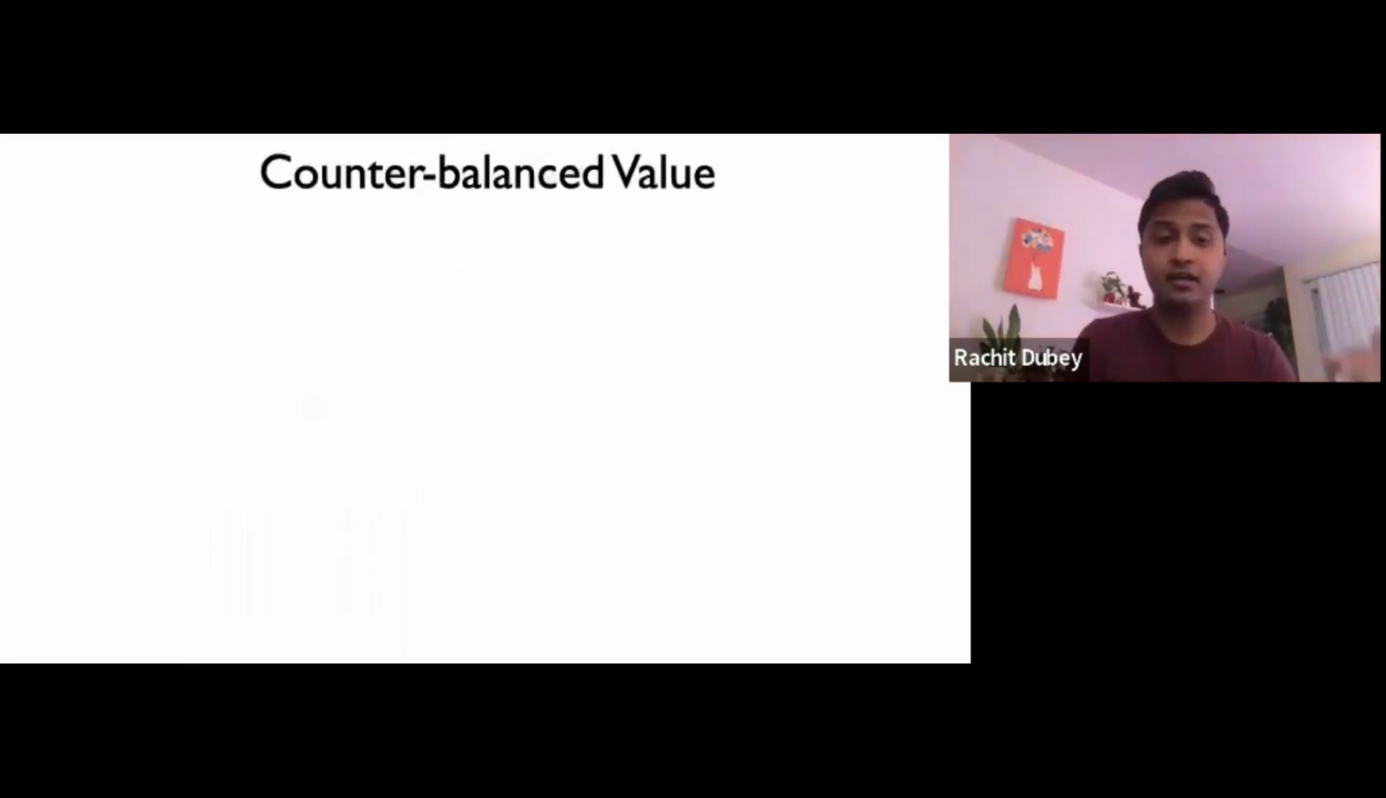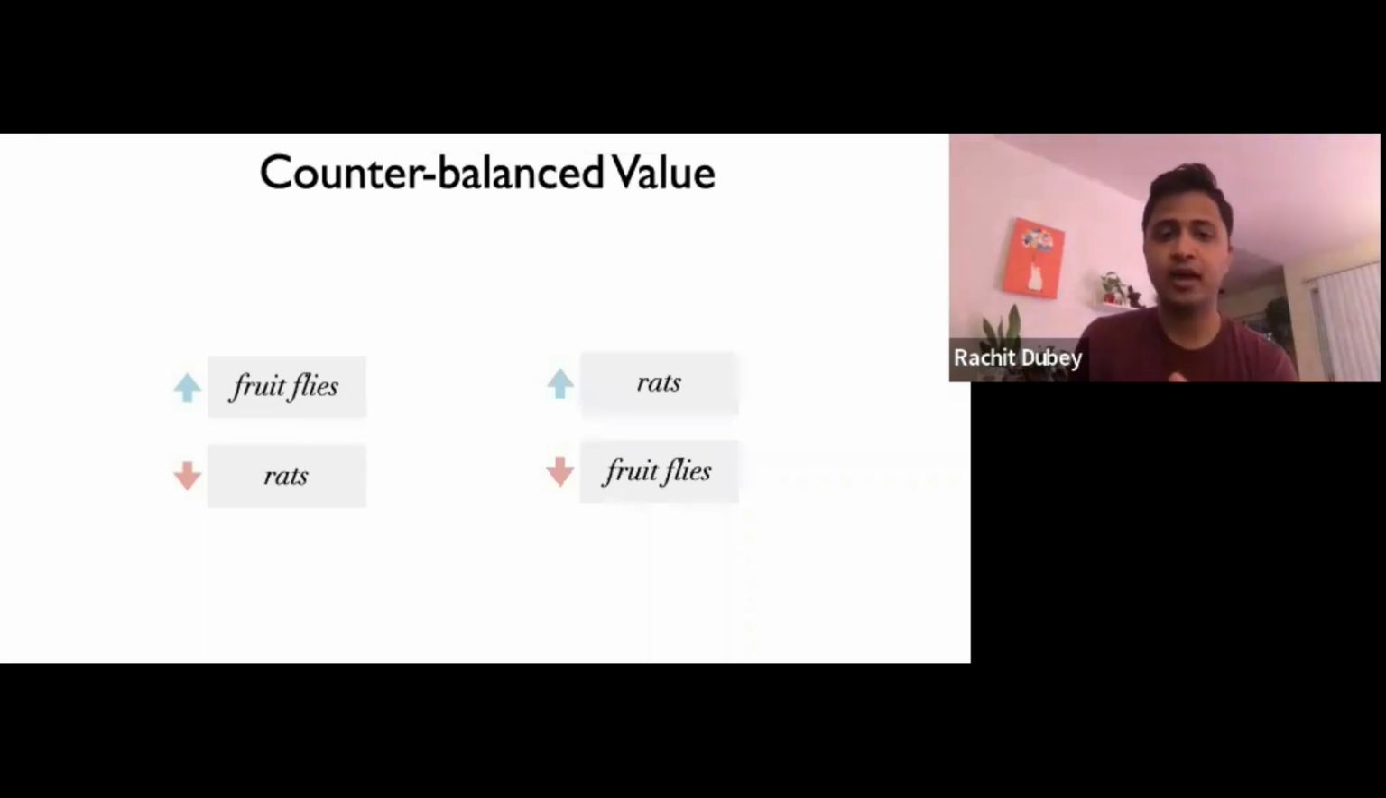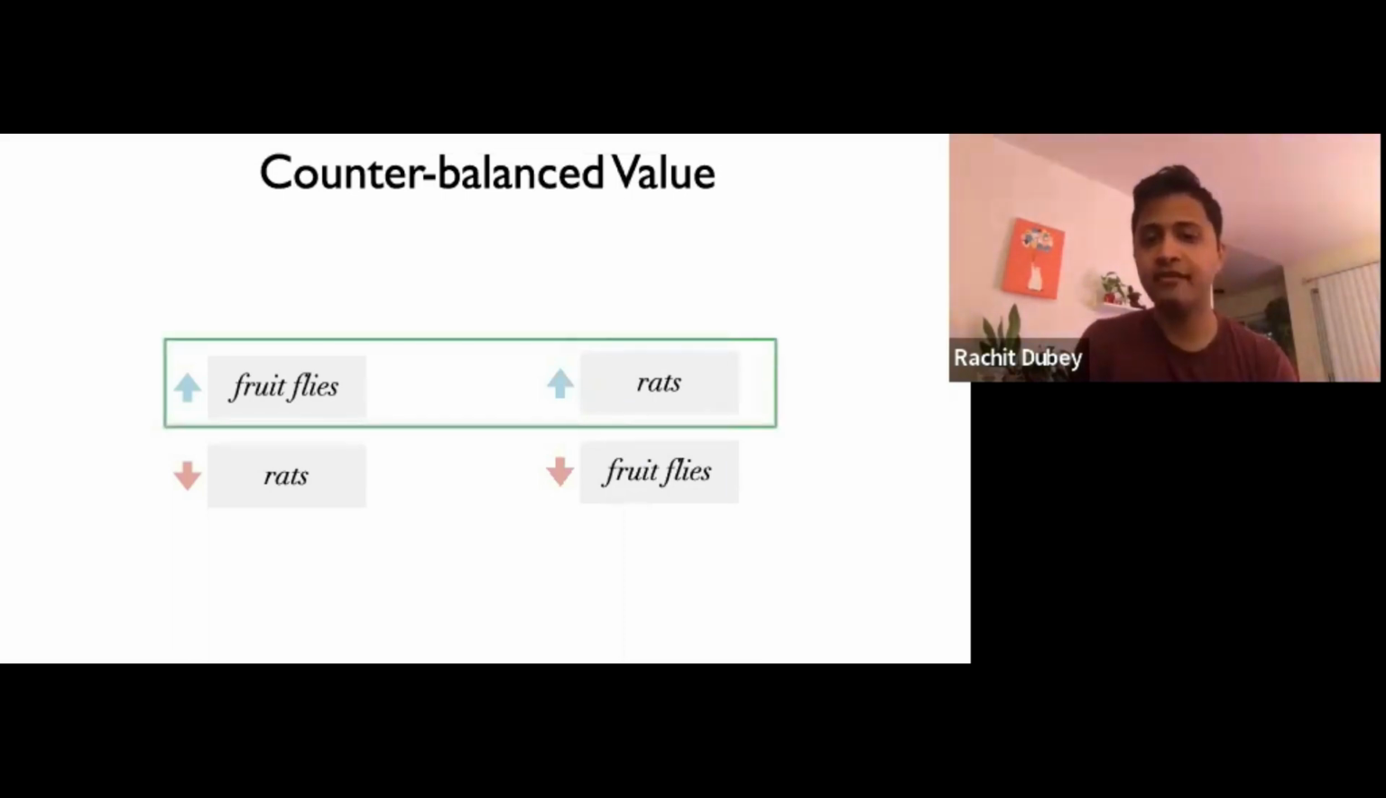Recall that the subjects read 2 articles in our experiment, one about fruit flies and one about rats. So to test the influence of value on curiosity, we counterbalanced these articles such that either subjects read the high value article about fruit flies and the low value article about rats, or they read the high value article about rats and the low value article about fruit flies. And our main prediction is that curiosity should be higher for the high value articles compared to the low value articles.